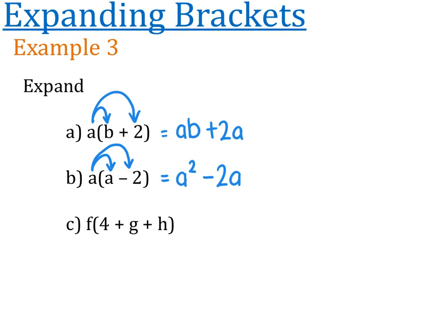For the last one, it looks a little bit different, but the f is just going to go see every single term inside the bracket. So we're going to see f times by 4, which is 4f. We're going to see f times by g, which is fg. And we're also going to have f times by h, which is fh. They're all positive because all of the signs in here are also positive.